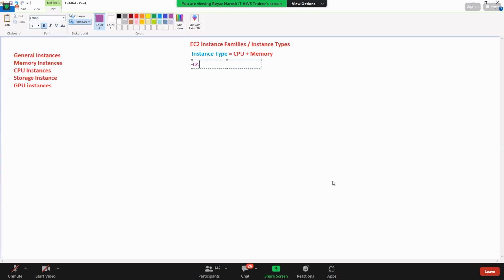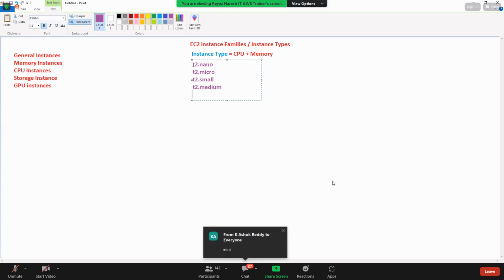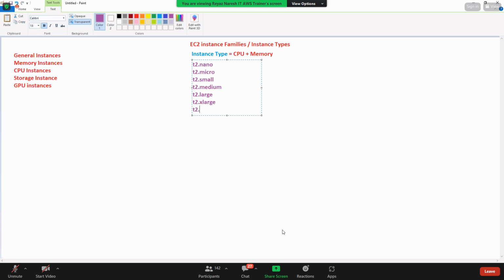Similarly, T2 is one family. In T2 we have T2 Nano, T2 Micro. After Micro, T2 Small, T2 Medium, T2 Large, then T2 XLarge, T2 2XLarge, that means 2X large. So we have different types of instance types like this. I don't have this much space, so I'm removing so many.